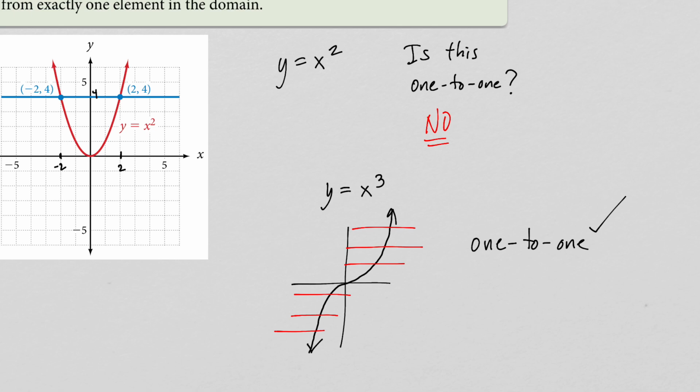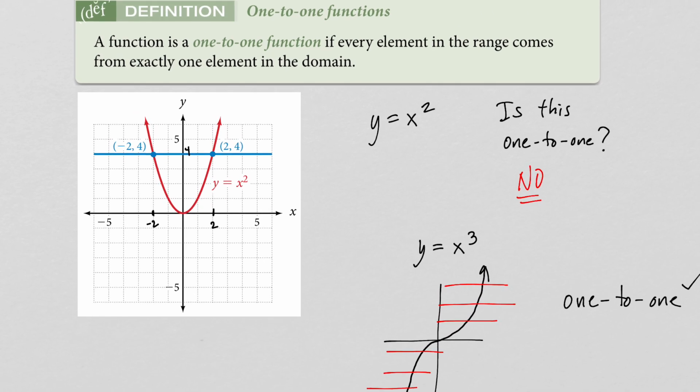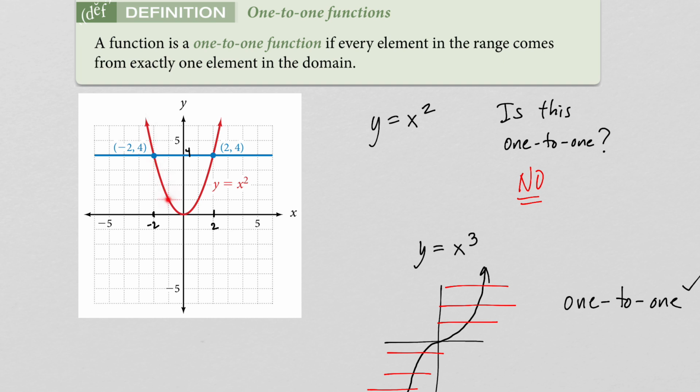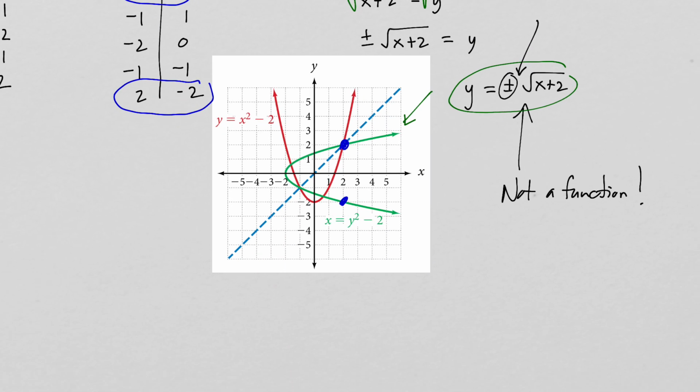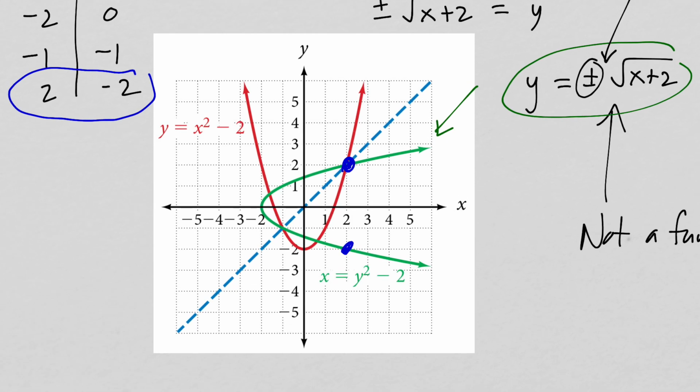Now, why do we care about one-to-one functions? Well, because if a function is not one-to-one, for example, this function here, it means that no inverse function exists. And actually, let's just go back to the previous page here. If you take a look at these two graphs, notice that the first graph, y equals x squared minus 2, is not a one-to-one function.